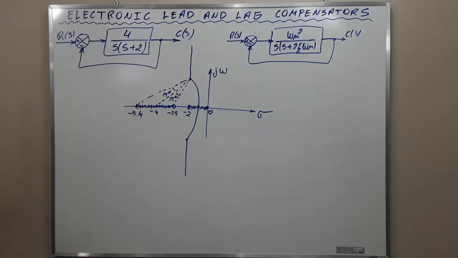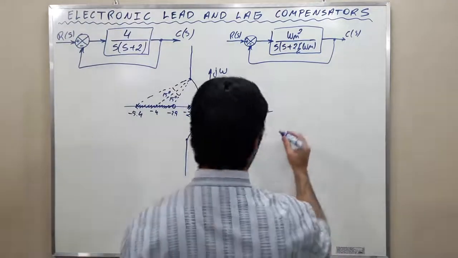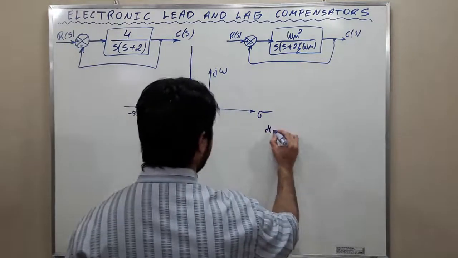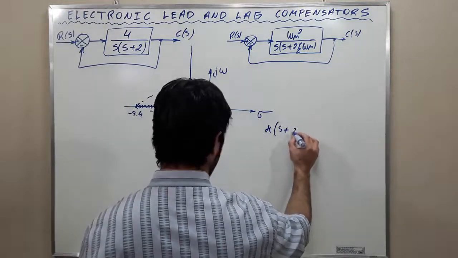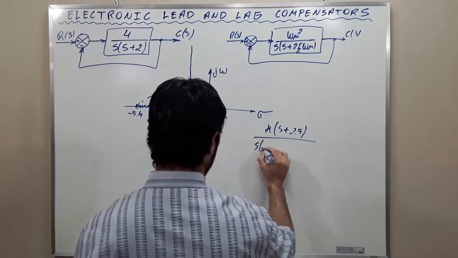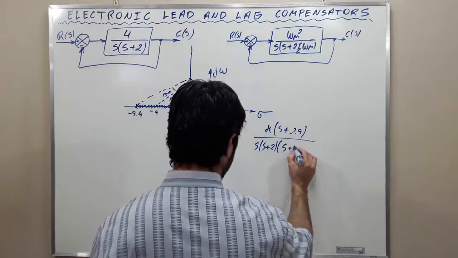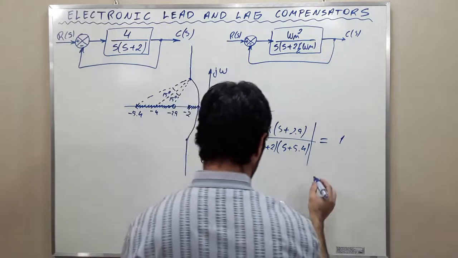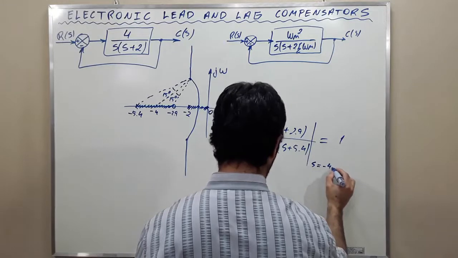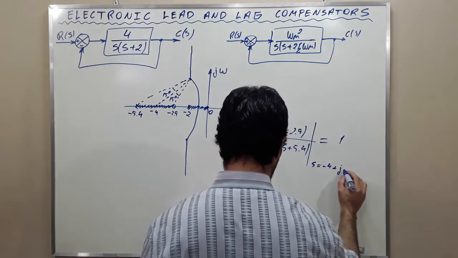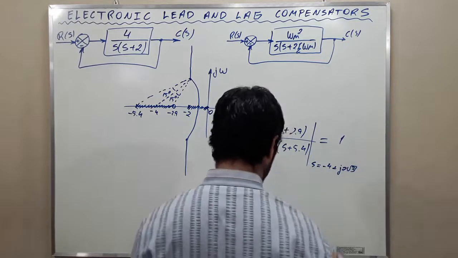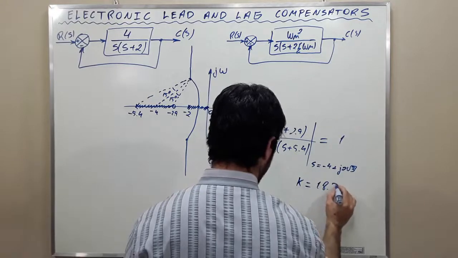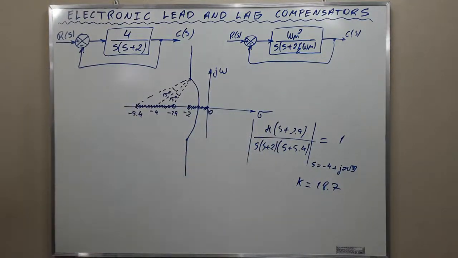Now let's talk about the gain. The gain can be evaluated from the magnitude condition: K times (s + 2.9) over (s + 2)(s + 5.4). The magnitude of this has to be equal to 1 at s = -4 + j2√3. Then the gain is equal to 18.7. The gain is then 18.7.